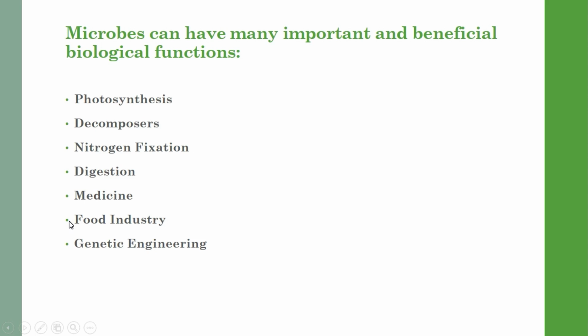In the food industries, in order to make alcohol, bread, vinegar, cheese, yogurt, coffee, chocolate, and things like that, industries usually use microbes. In genetic engineering, using some microbes, they can make some medicines. They can produce some important products like human growth hormone, insulin, blood clotting factor, and so on.